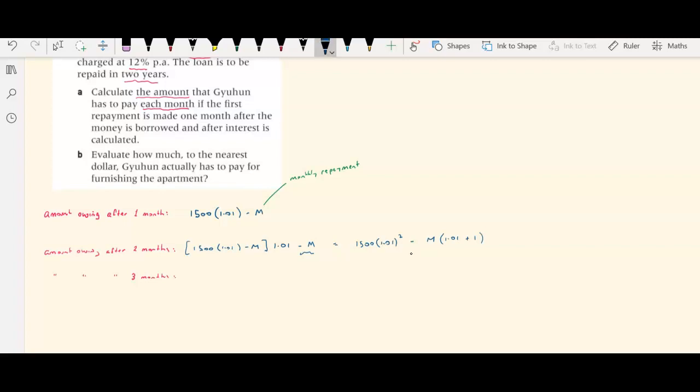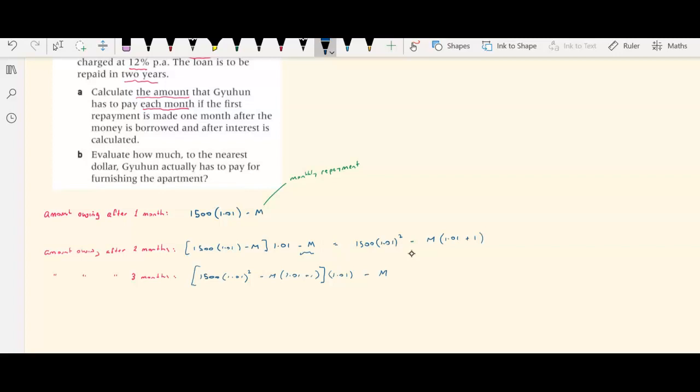All right, let's go again. We're going to take this figure here and multiply all of it by 1.01, and then we're going to subtract M. This is the pattern. I'll get rid of that because that's making a mess of things, and rewrite it. 1,500 times 1.01 squared minus M times 1.01 plus 1. Take all that, charge interest at 1%, and then finally take out the next month's repayment.